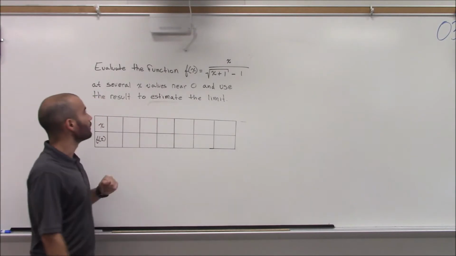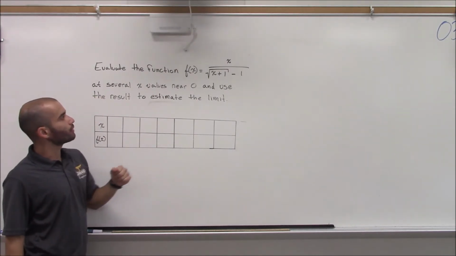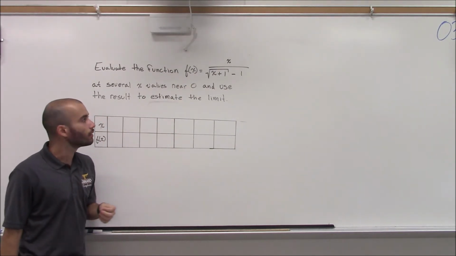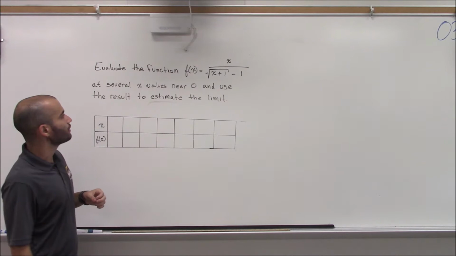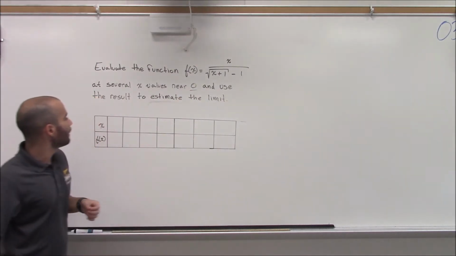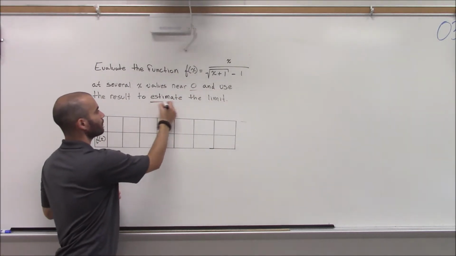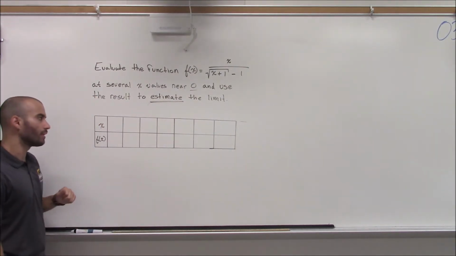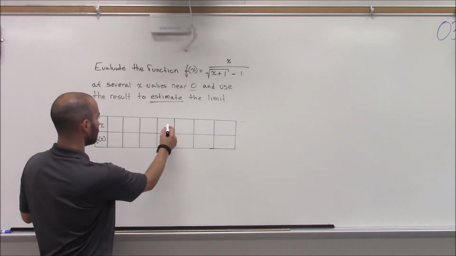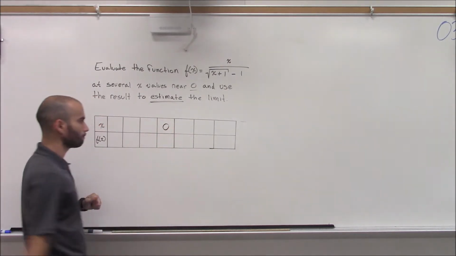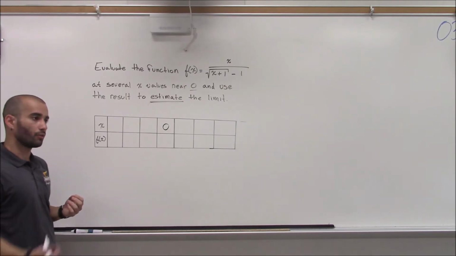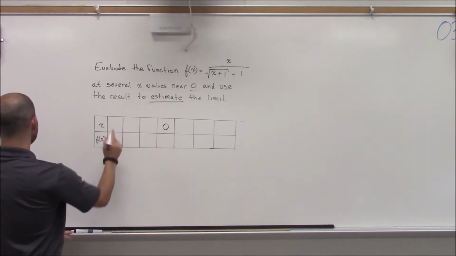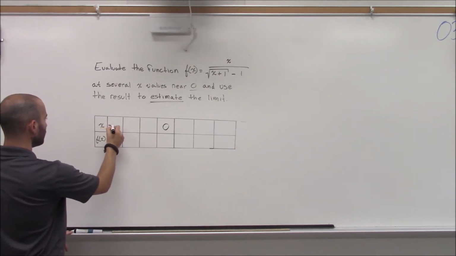In this example, we're going to try to evaluate the function f of x equals x divided by square root x plus 1 minus 1 at several x values near 0, and we're going to use that result to estimate what the limit is. So I have already made a table right here, and right in the middle I'm going to write the number 0. And I'm going to approach the number 0 from the right and from the left.